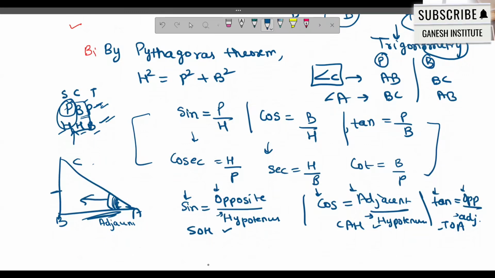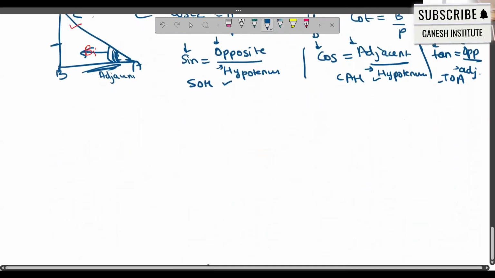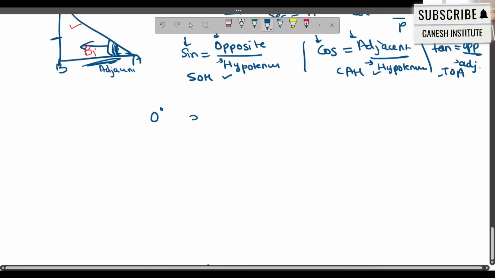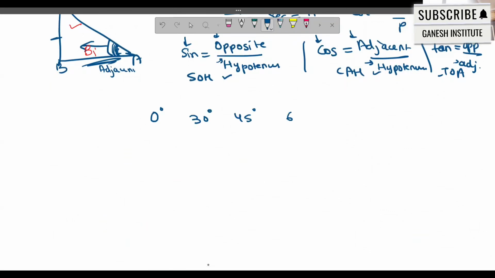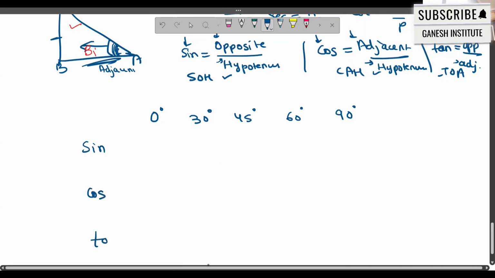Now what we do, we have values also for sine, cos, tan. We have so many values which we can find through a calculator, but at least for these five values we should know. So I'm telling you a trick to remember the values. You simply make this table.